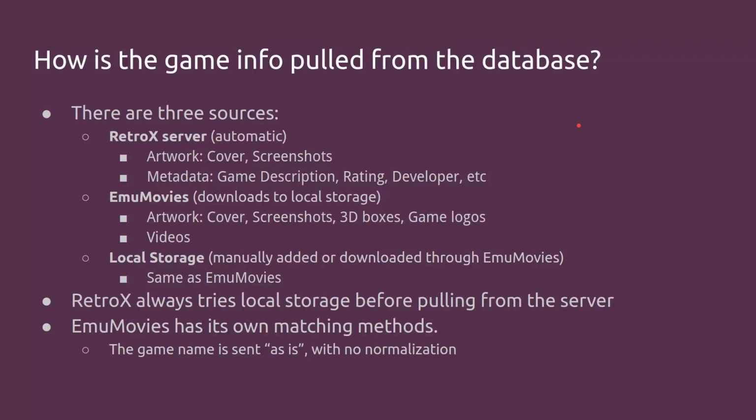Now, how the game info is pulled from the database. Currently, there are three sources. The first one is the RetroX server. In the RetroX server, you can find the artwork for the game. You will find the cover and screenshots for the game. And you will also find metadata, like the game description, rating, the name of the developer, how many players. That info is on the RetroX server, and it's downloaded automatically.